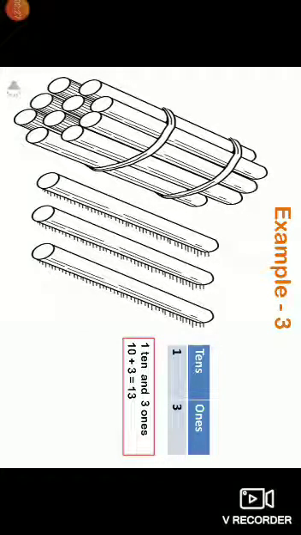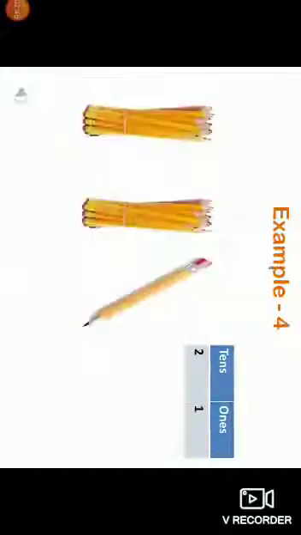1 10 means 10 and 3 ones means 3. So I can also say that 10 plus 3. And what is the number we can get adding these two numbers? It's 13. And that is how you will get your answer.